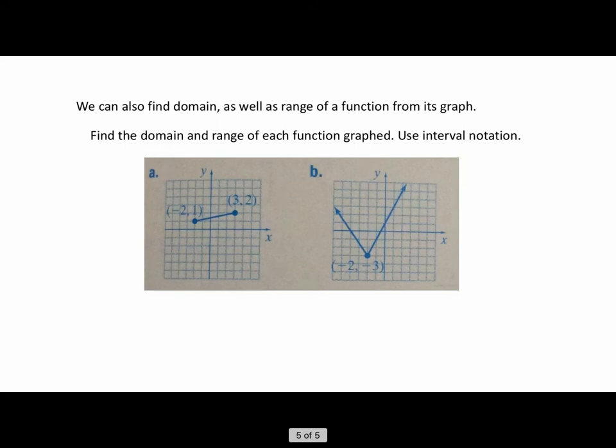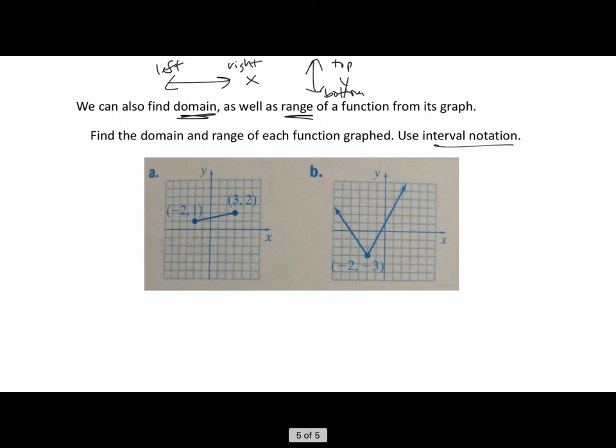So we can also find the domain and the range of a function from the graph. And the domain is going to be all of your x values from least to greatest, right? And the range is going to be all of your y values from least to greatest. So this is left to right for x, domain. And this is bottom to top for your y values, for the range. So let's find the domain and range of these functions that are graphed here and use interval notation.